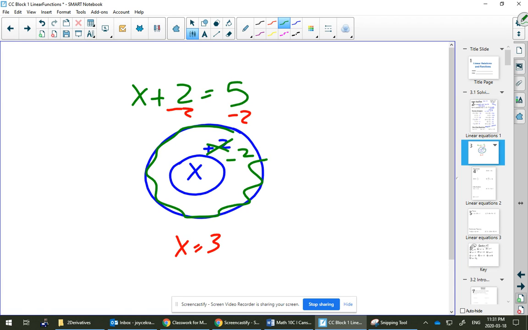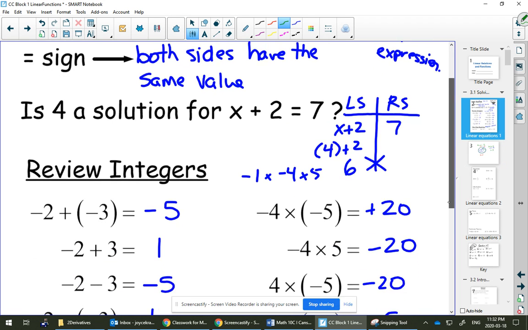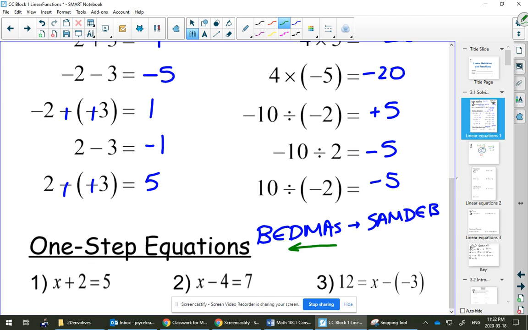Other people can look at this more as a balanced scale. So I've got x plus 2 equals 5. I need x by itself. The opposite operation of adding 2 is subtracting 2. And so I'm going to have x equals 3. So if I lost you for the onion piece, don't worry about it. We'll just go back to the balance scale. But for some people, that onion analogy has helped in the past.